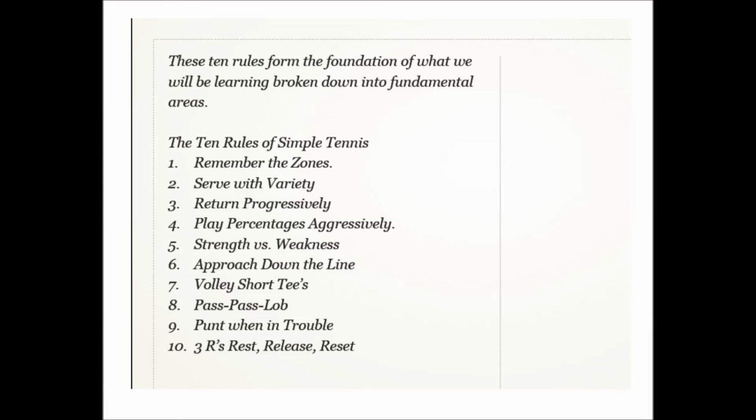We're revitalizing the ebook, and these are the 10 rules I like to play with. Remember zones, serve for variety, return progressively. That means we block, we chip, we get into the point. You play percentage aggressively, we'll talk about this even more. You play your strength versus their weakness, you approach down the line, you buy short tees, pass, lob, punt when in trouble, 3 R's: rest, release, and reset. Simple rules that we're going to talk about over and over again for a while.